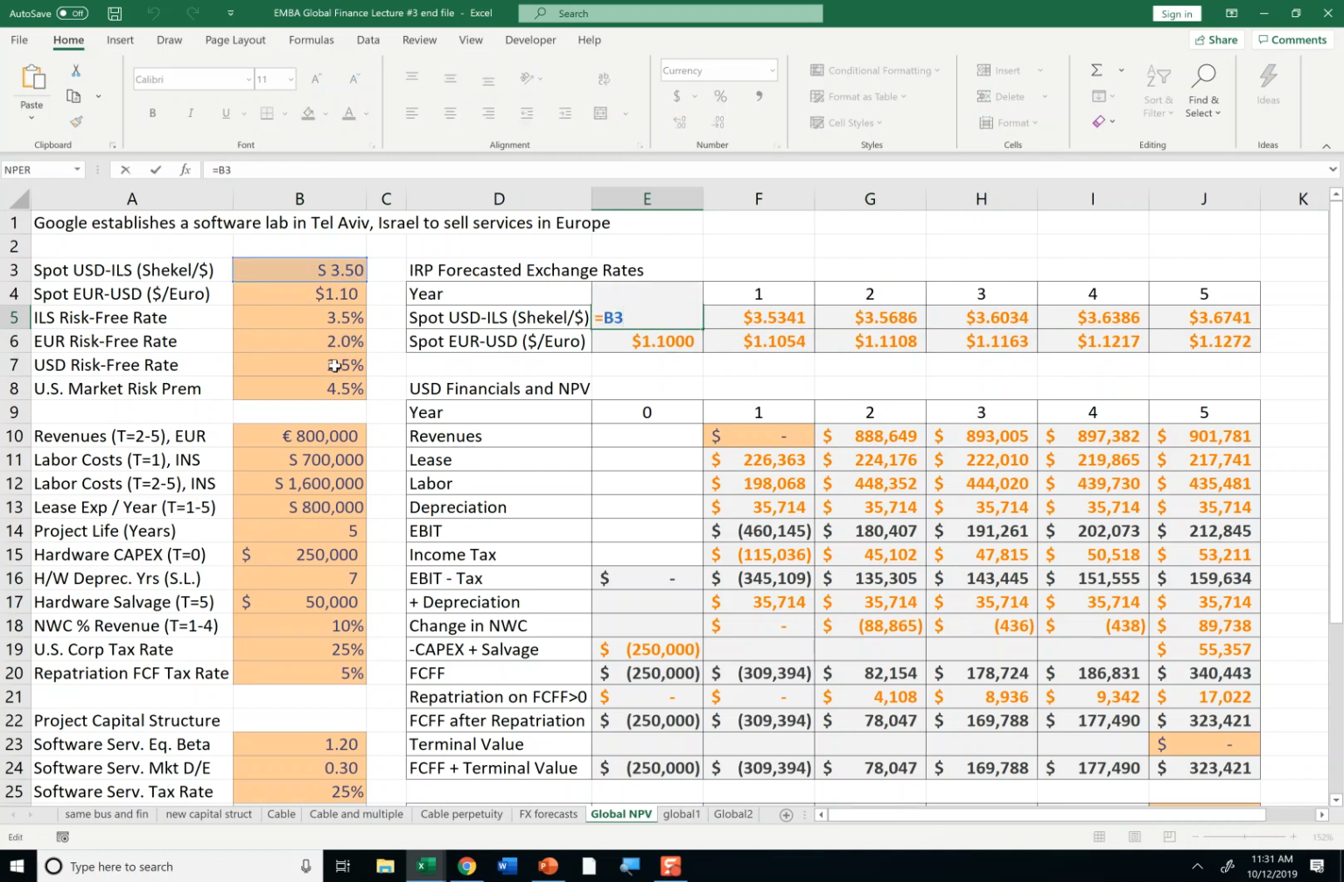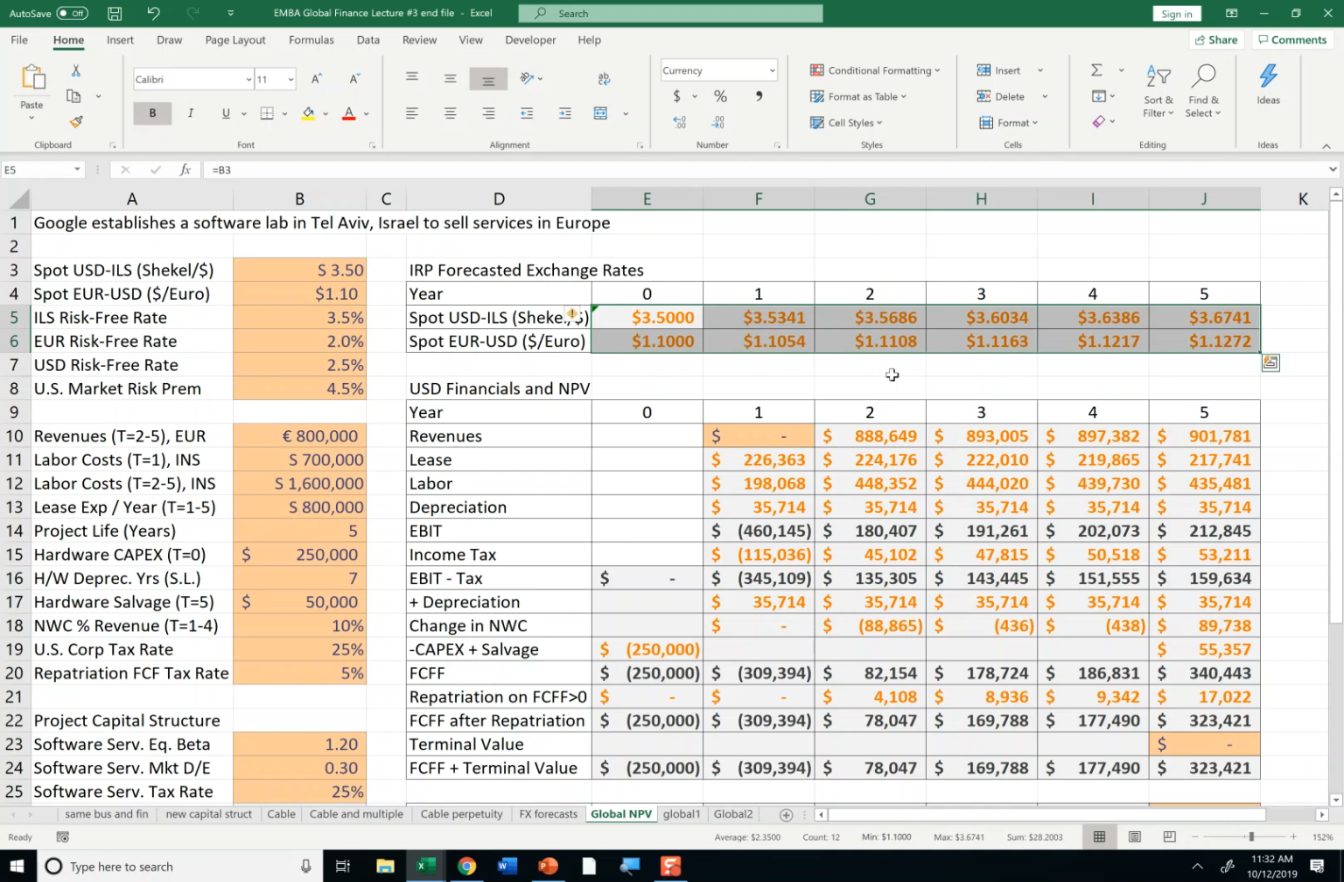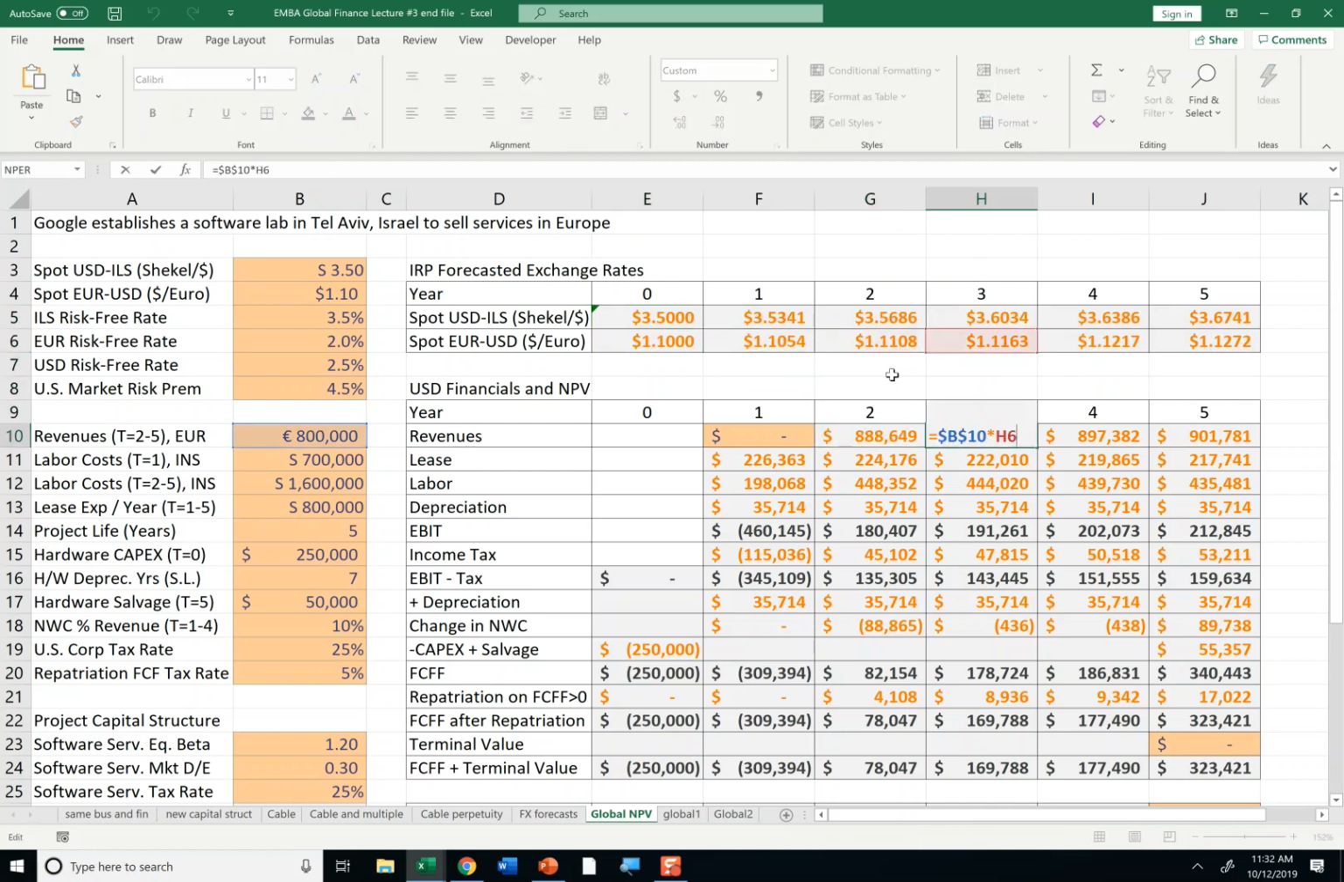By the way, I do the same thing for the shekel. The shekel is 3.5 shekel per dollar. Take that spot rate and multiply times 1 plus the shekel interest rate over the dollar interest rate. If it's a shekel over dollar exchange rate, it's shekel over dollar interest rates. If it's a dollar over euro exchange rate, it's dollar over euro interest rates. So notice a slight difference: the dollar's in the bottom here, the dollar's in the top up here. So now I have forecasted exchange rates for the next 5 years. You okay so far? So I'm going to convert that 800,000 euros using those future exchange rates, not today's exchange rate.